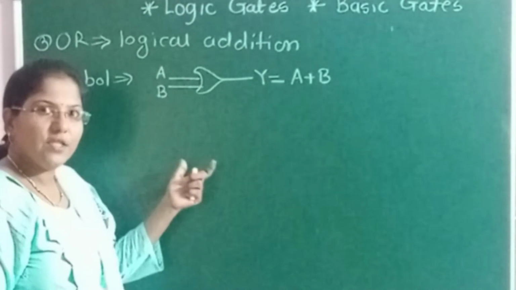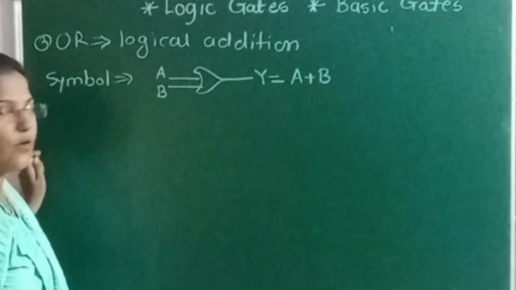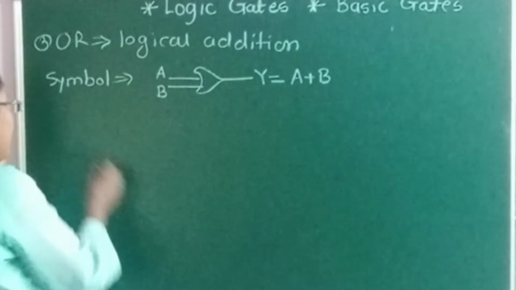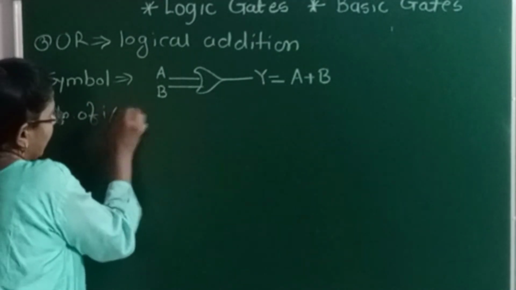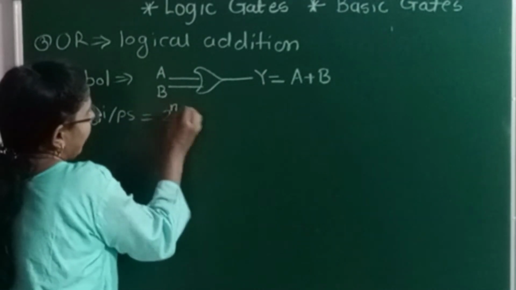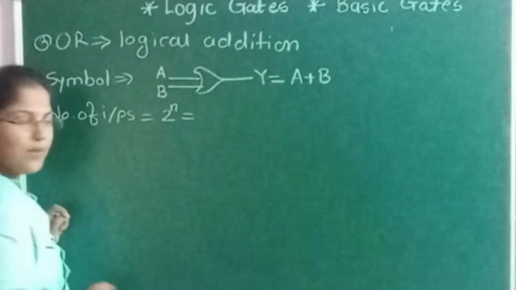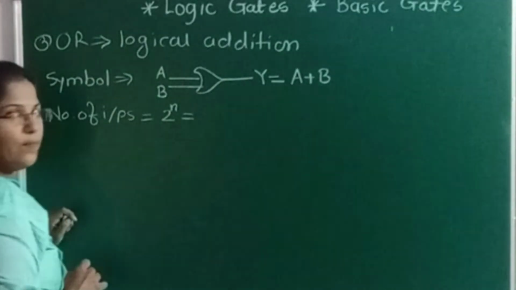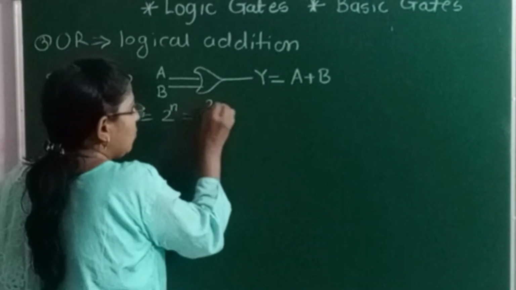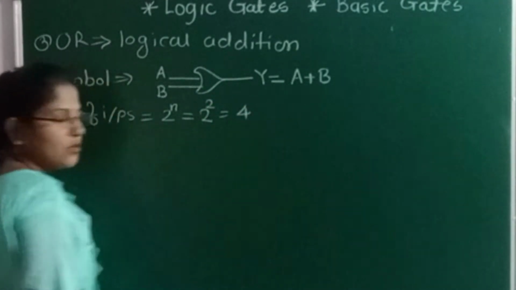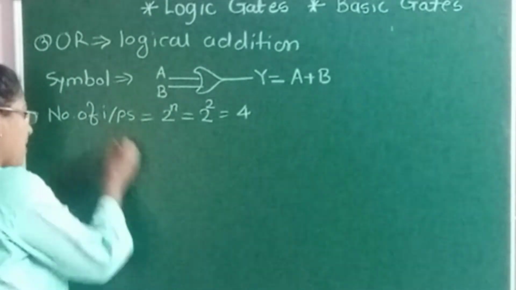So before going to see the truth table, let me tell you how many input combinations will be there. Again, the number of input combinations equals 2 raised to n, where n is nothing but the number of inputs. Here the number of inputs equals 2. So put the value of n as 2. 2 raised to 2 equals 4. So 4 input combinations.